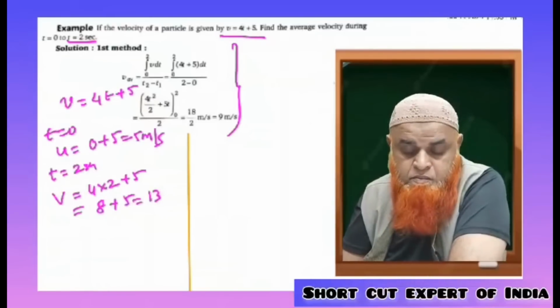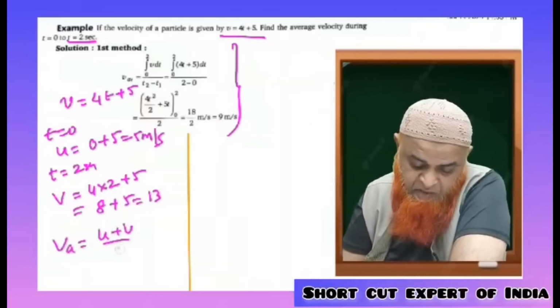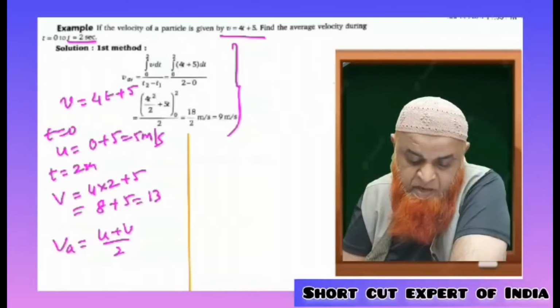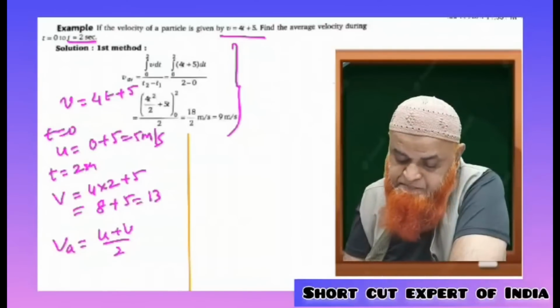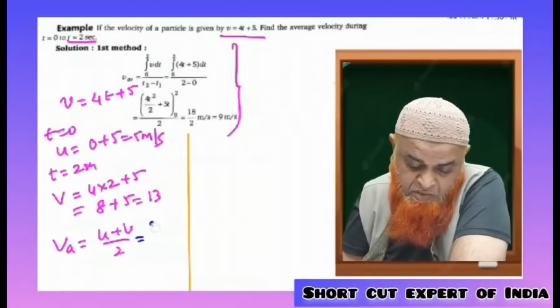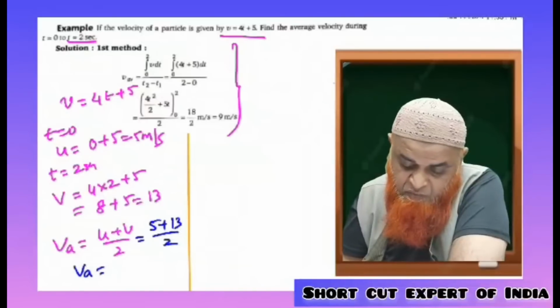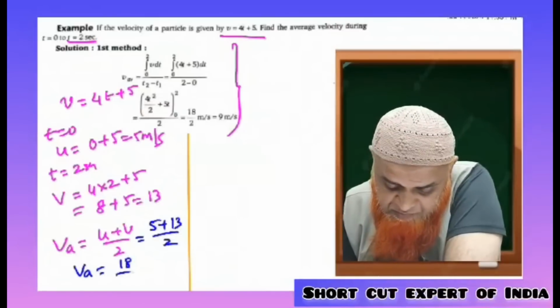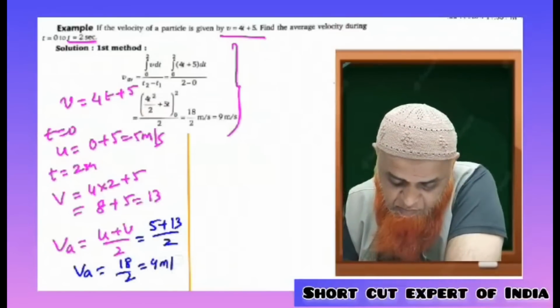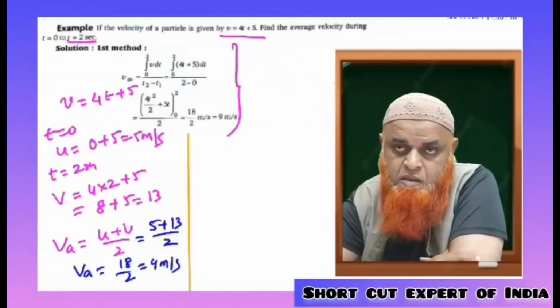So you can find out now. He is asking us to find out average velocity, isn't it? So v average is equal to u plus v by 2. This is one shortcut, a wonderful shortcut. So here, u is 5, v is 13, divided by 2. Therefore, v average is going to be 18 by 2, which is going to be 9 meters per second. This is the first shortcut.